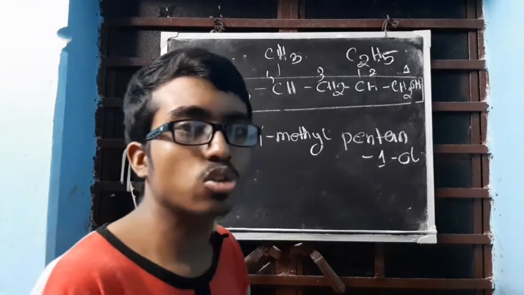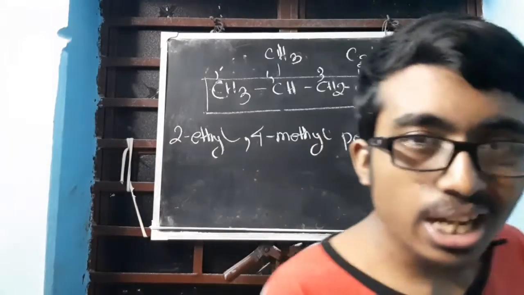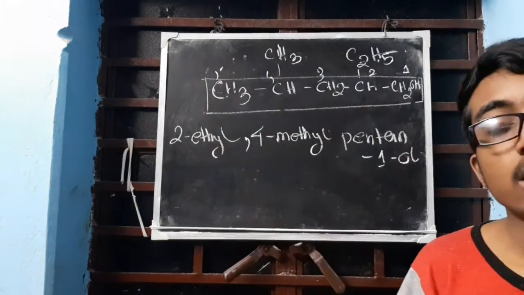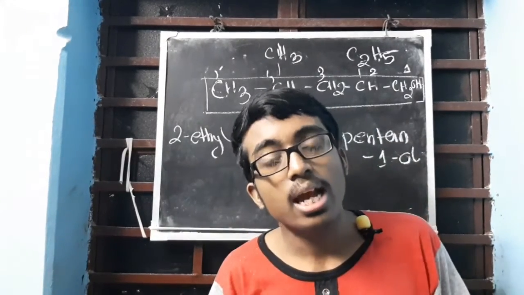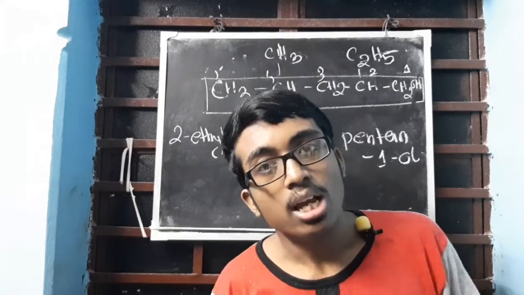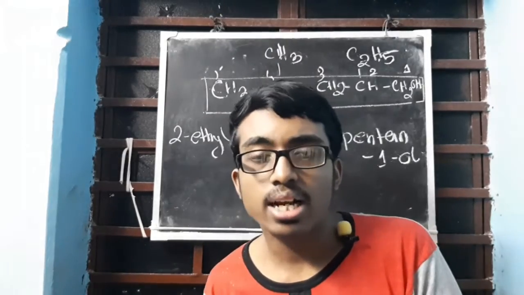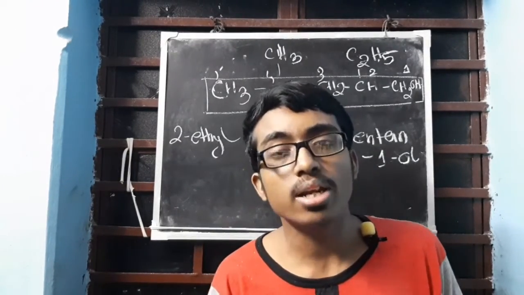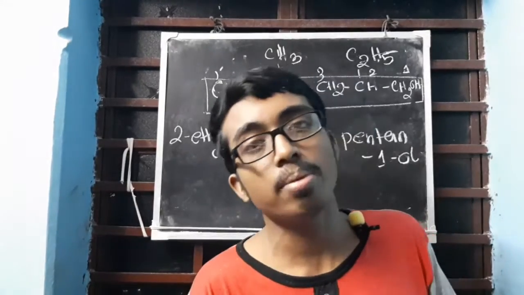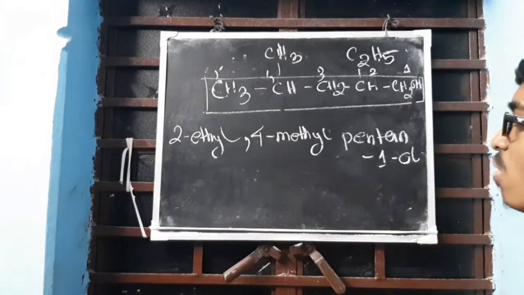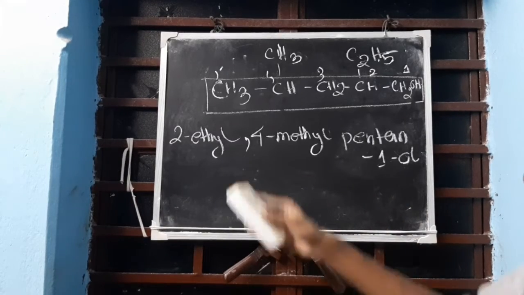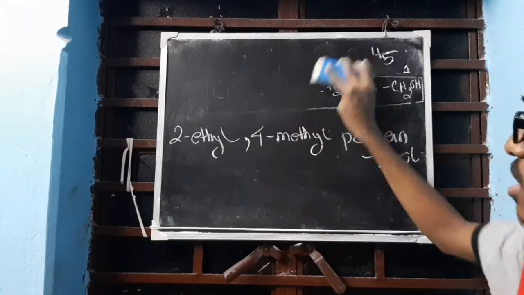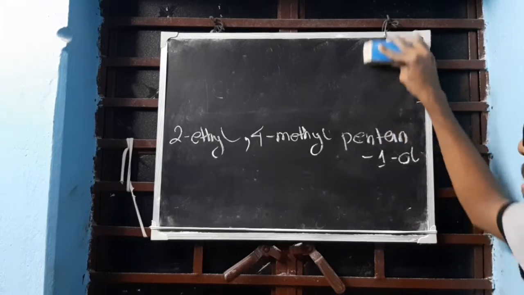Understood? So naming has to be done in a proper order, in a proper way. You have to make sure that you interpret the question properly and you write the answer correctly. Drawing structures and writing names, these two are very important, and questions will come on writing and naming structures. Clear? Now, the last thing I want to say for this video is that suppose this name is given to you.